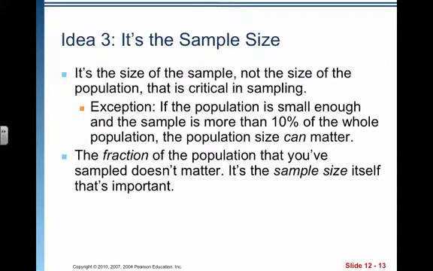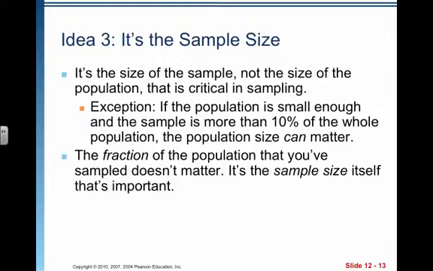Idea 3, so the first idea is we take the sample. Idea 2 is that we randomize. Idea 3 is that it's the sample size that's critical. Sometimes people think it's the population size. It's not. It's the size of the sample. And we're actually going to get into a discussion of, well, how large is large enough later on. It's the size of the sample, not the size of the population, that is critical in sampling. There is one exception. If the population is really small and the sample is more than 10% of the population, then population size can matter.